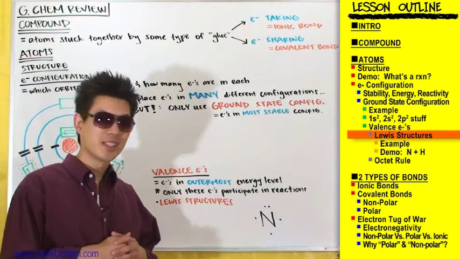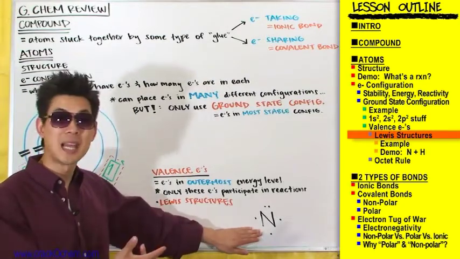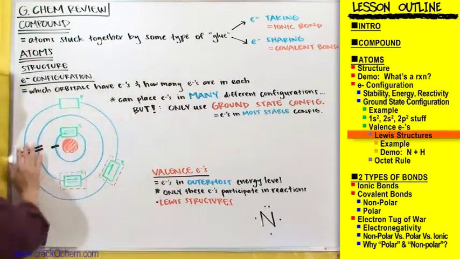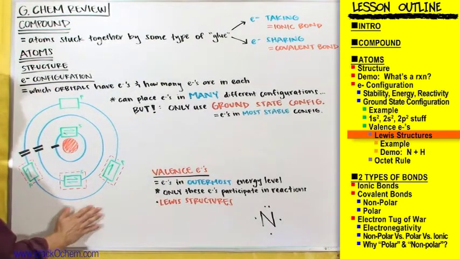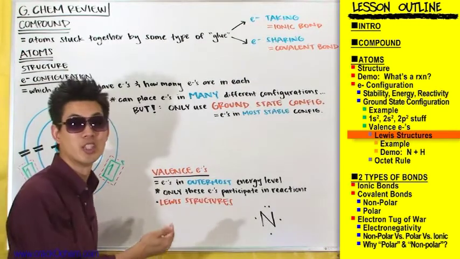Alright, so I've got one more thing here to say about Lewis structures, and I've left nitrogen up here as an example for us. What I want you guys to do is take this diagram that we drew for a carbon atom, and I want you guys to change this so that it represents a diagram for a nitrogen atom now.